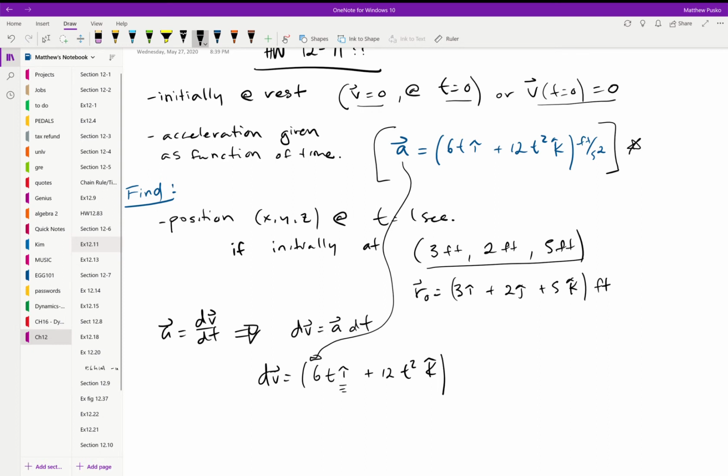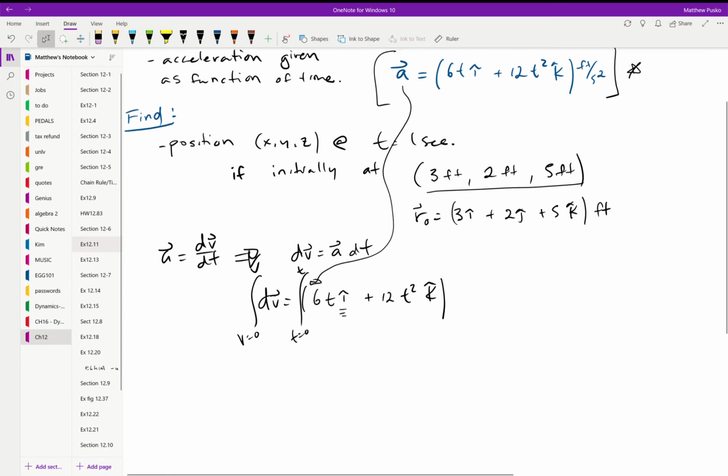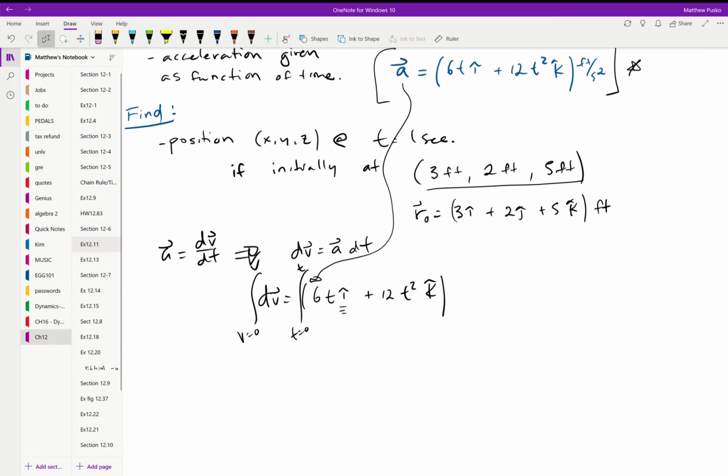And we're going to integrate from some v is equal to 0, right there, to some v, and this side from some t is equal to 0 to some t. We're going to put 1 in, but I like doing the generic, getting a generic solution. Okay, integrating, we will get velocity as a function of time equal to 3t squared in the i direction plus 4t to the third in the k direction. That is now in feet per second.